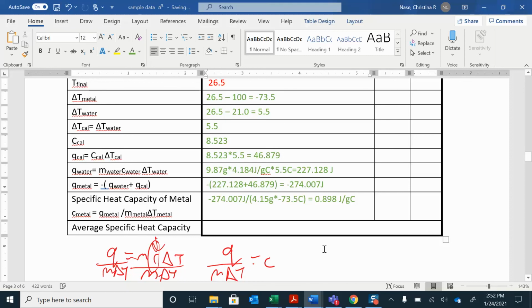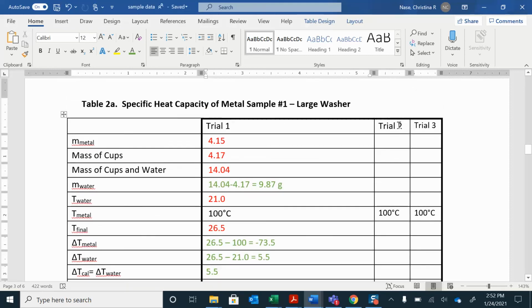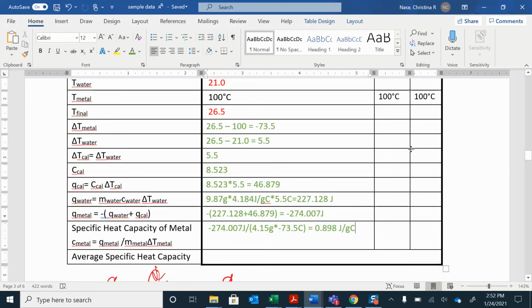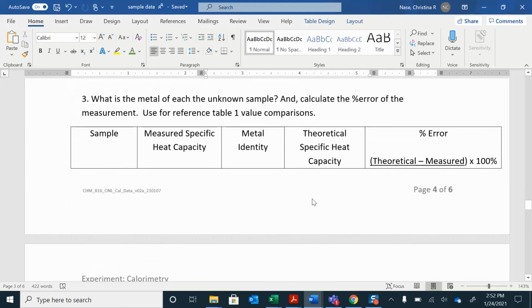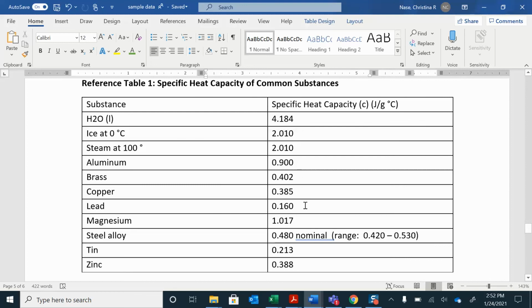So you'll do that with a bunch of other data here. You'll have trial 2, trial 3, follow that process again, get that data, work through the calculations, and then just add those three numbers up, divide by 3, and you'll get the average. And then once you have the average, you can go down to the very end of this table here and look up your value. So look up the specific heat, and that'll tell you what metal you have.